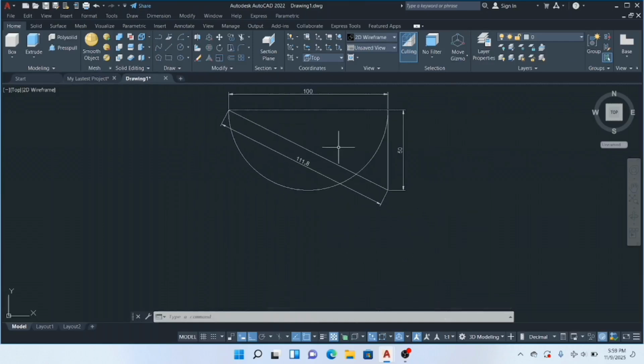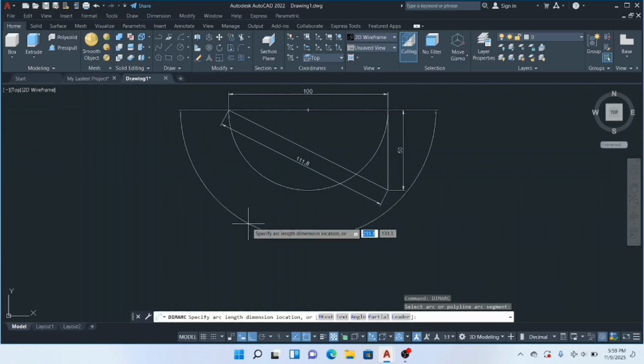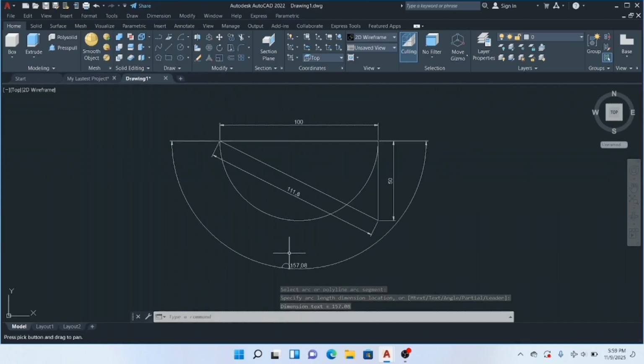I'm going to use my arc length to determine the dimension of my arc. The shortcut for arc length is dimarc. So type the command dimarc, enter, and I have my dimension of my arc.